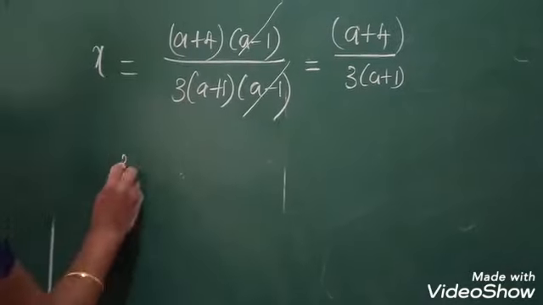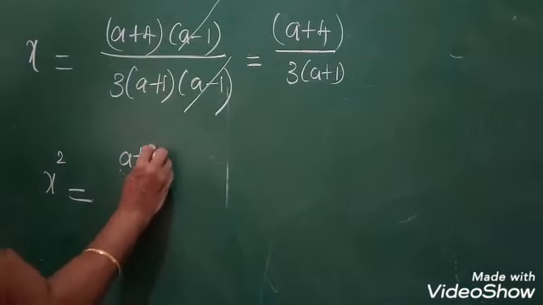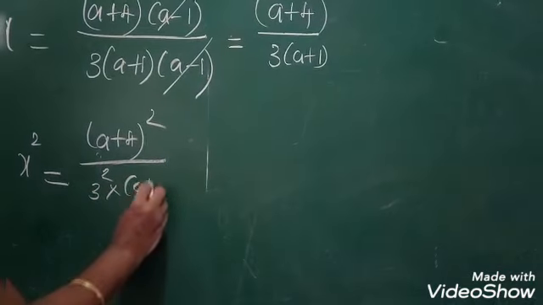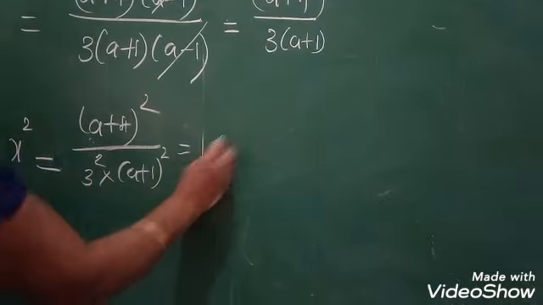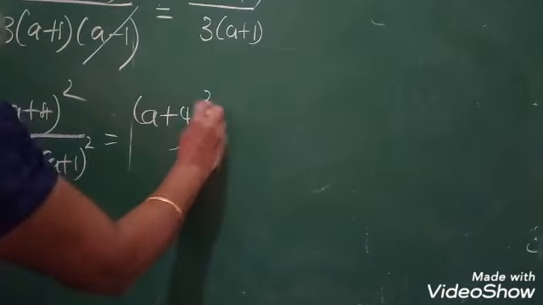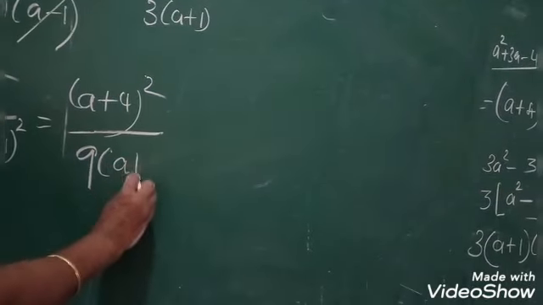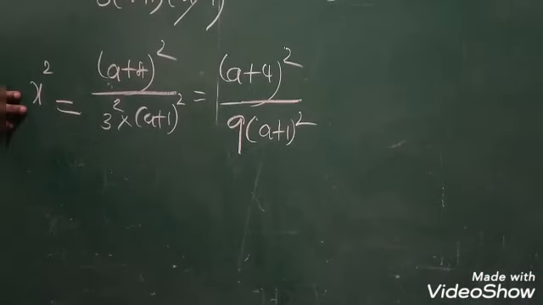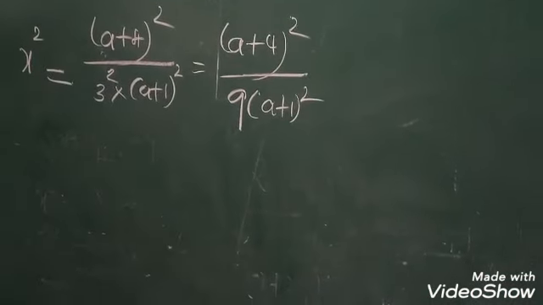Now we need x squared. How do you do it, girls? A plus 4 the whole squared divided by 3 squared into a plus 1 the whole squared. So a plus 4 the whole squared divided by 9 into a plus 1 the whole squared. Have you all understood this step, girls? We found x. Similarly, if we want to find x squared, you have to square up the factors.